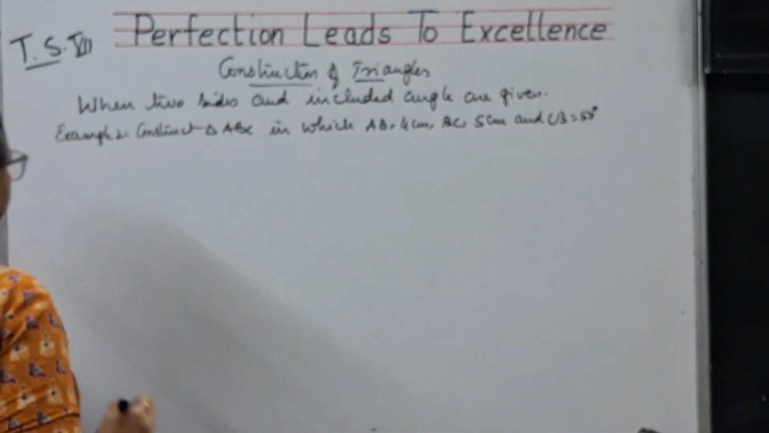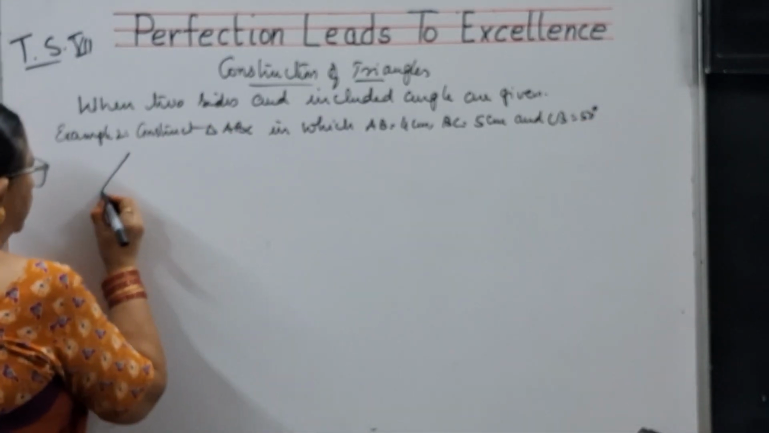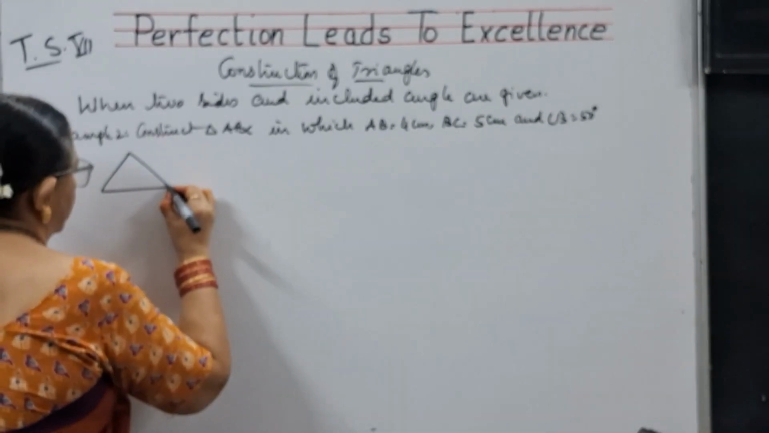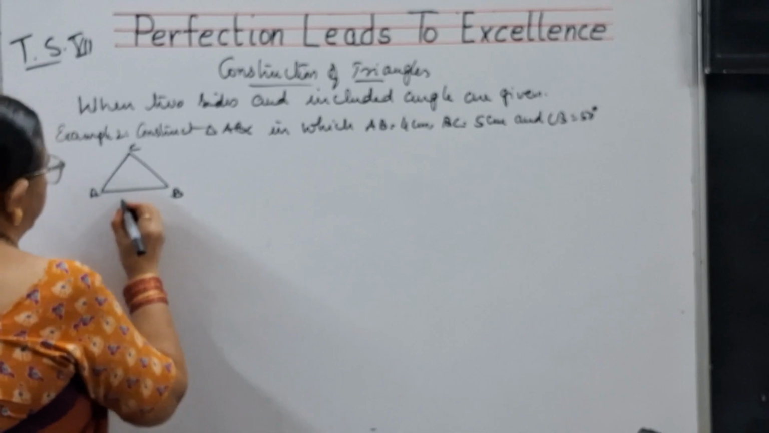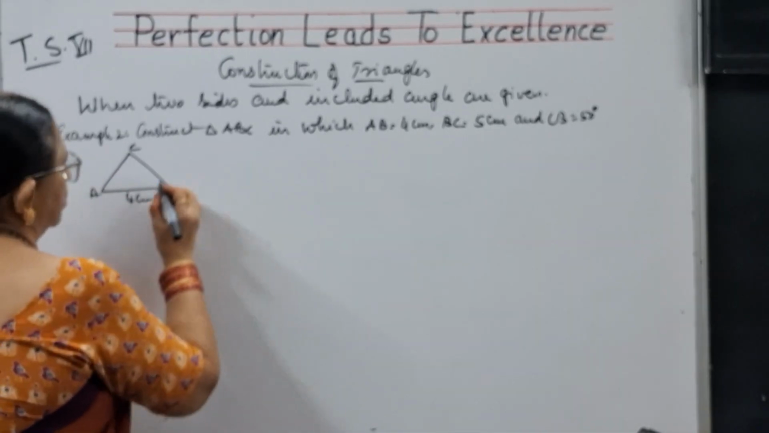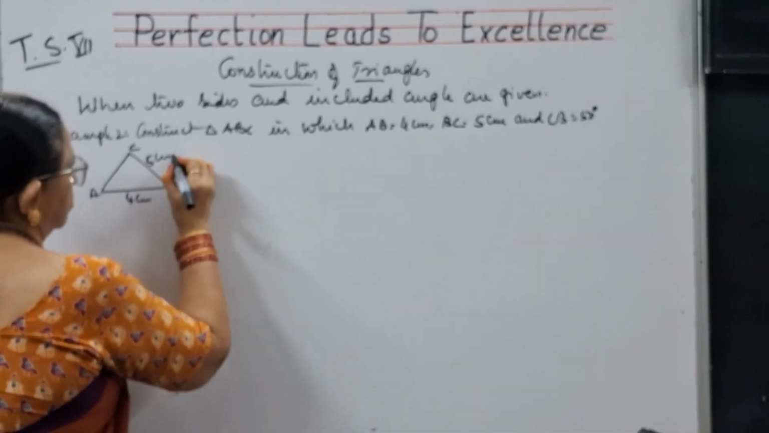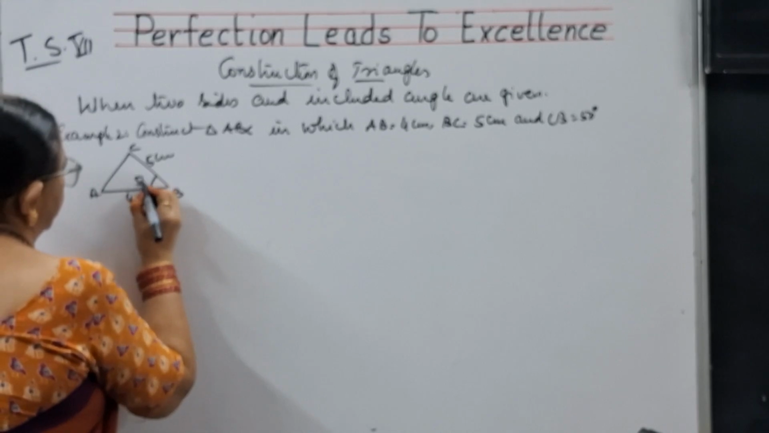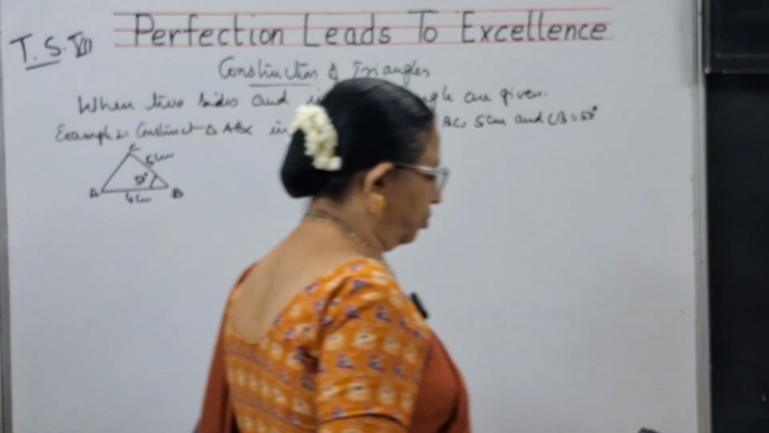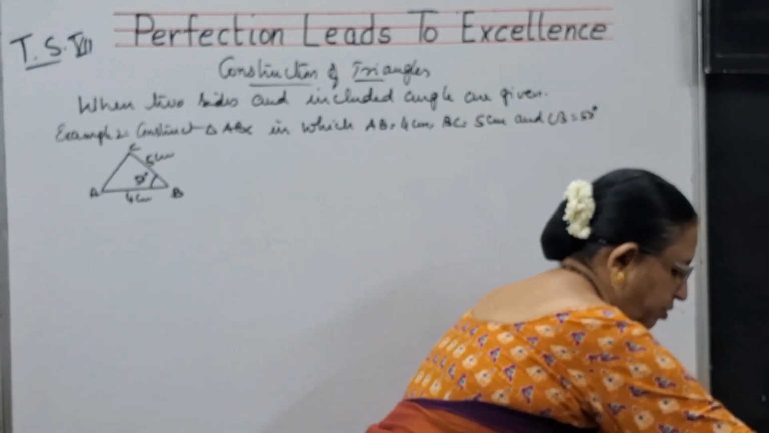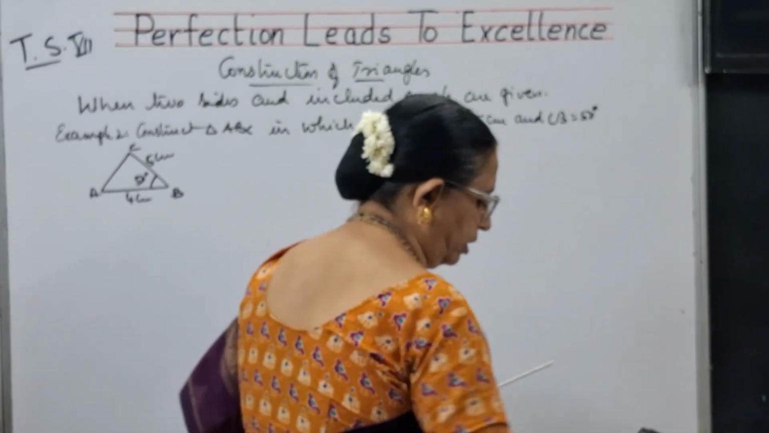So this is the construction. So let us draw a triangle ABC. AB is 4 centimeters. BC is 5 centimeters. Angle B is 50 degrees. So we have drawn the rough diagram. Now let us go for the construction. So first what we need to do?